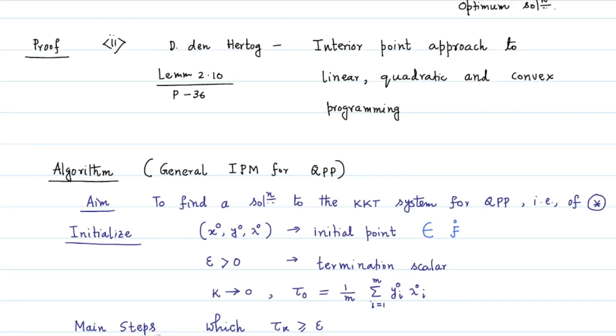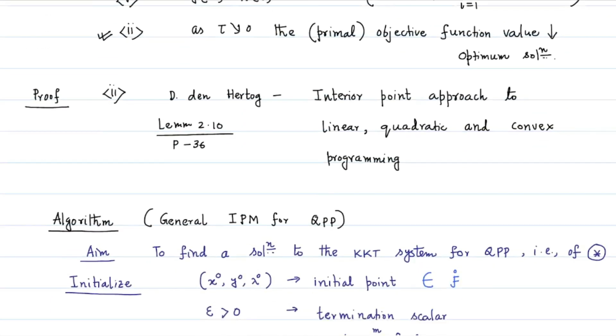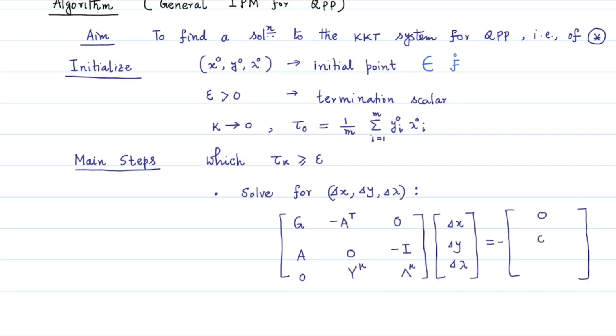And then we see that we have this Gx naught minus A transpose lambda naught plus g is equal to 0. This component is also equal to 0, but this component is to be replaced by some sigma k times tau k, right? So here I take now 0, 0, Y lambda e minus sigma k tau k e. Here also we have yk lambda k.